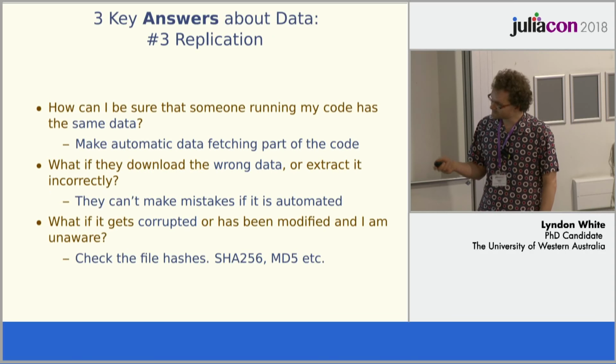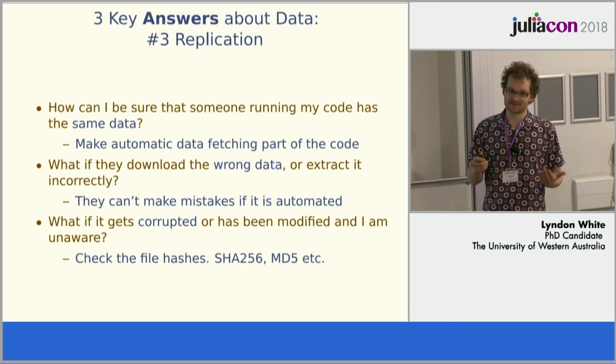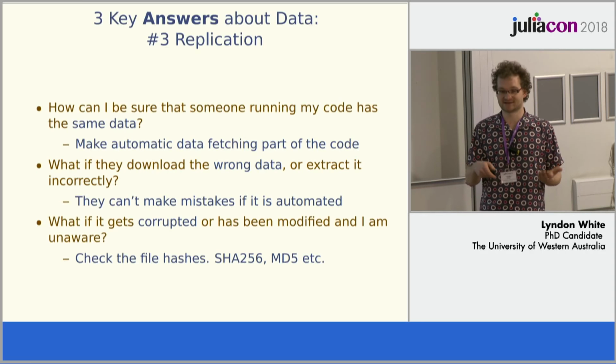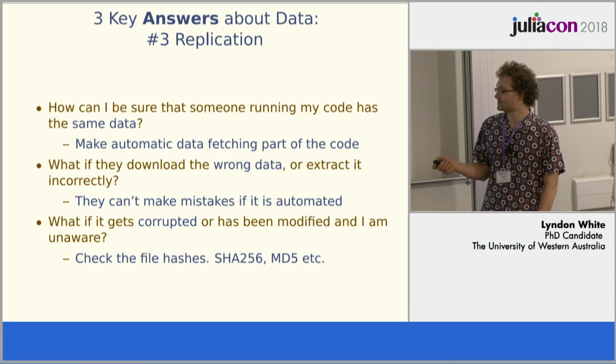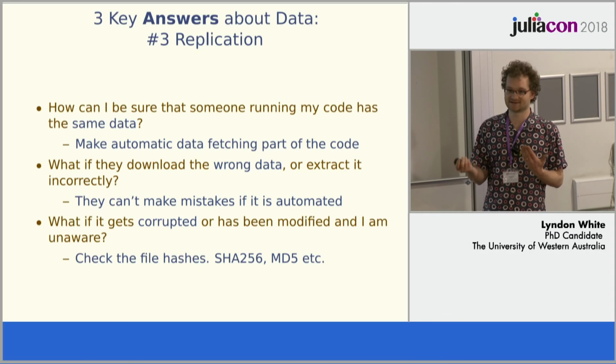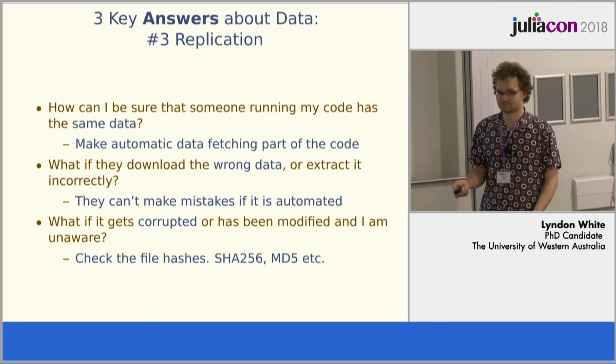The final point is replication. So you want them to run the same data you ran on. You don't want them to make mistakes, incorrectly extract it, waste their time with trying to find out where to download it. You want to make it all automatic so that it just happens. And you also want to be safe against corruption, modification, or updates, because that's going to change results. You want to know if someone's updated the data. So we check for that using the file hashes, and that's good, it works.